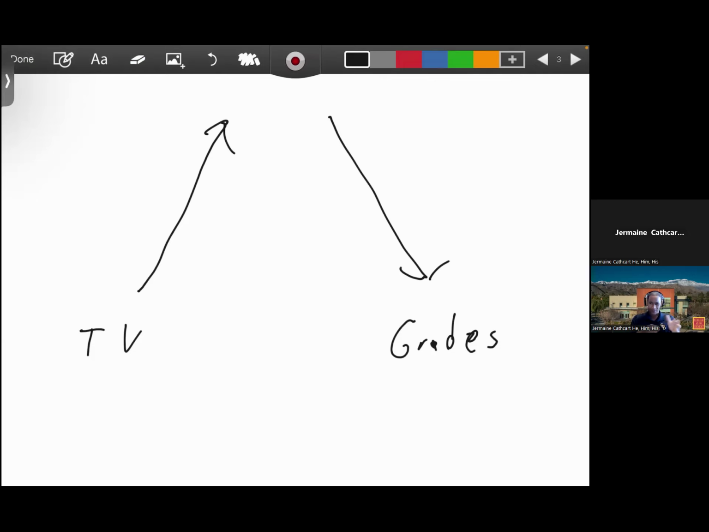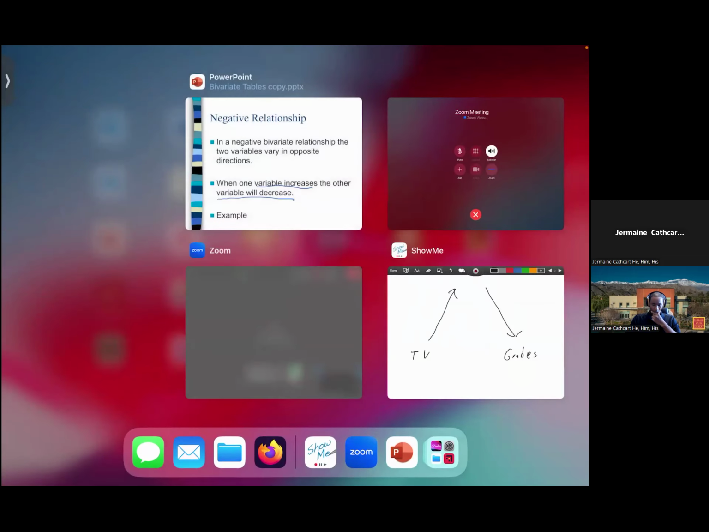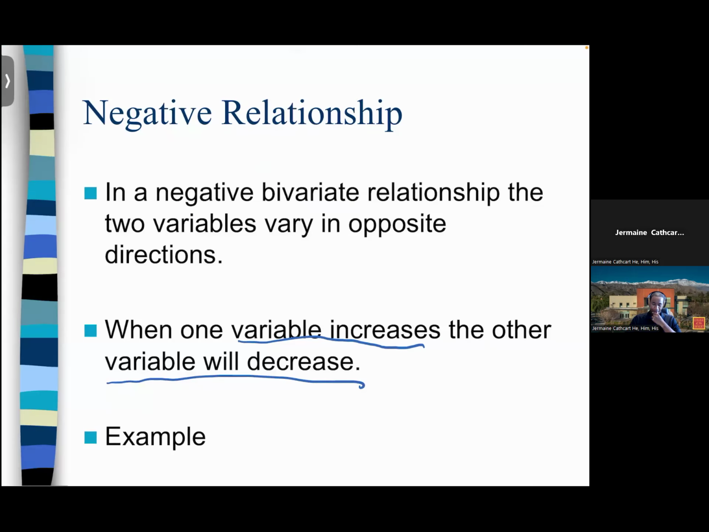But again, correlation doesn't mean causation, right? I mean, you could watch a lot of TV and still have time for other things, depending on how much TV you're watching, right? Okay, so that's an example of a negative relationship.